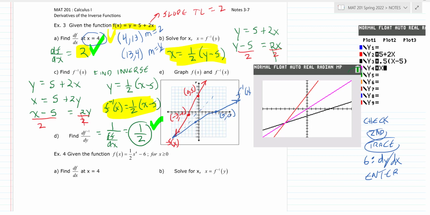So really, if you've got a linear function and you're asked to find the derivative of the inverse, as we are down in this part D, all you have to do is take the reciprocal. Now that works on a line. It doesn't work on everything. The points are always going to be reciprocals, but it turns out that every point, not just (4, 13) and (13, 4), has this relationship. It's a little bit different on the next example.